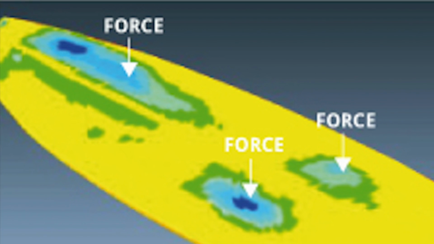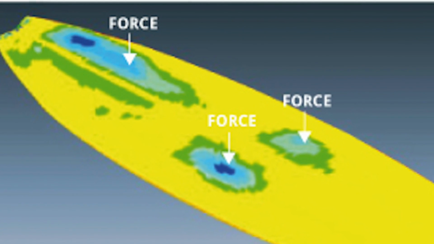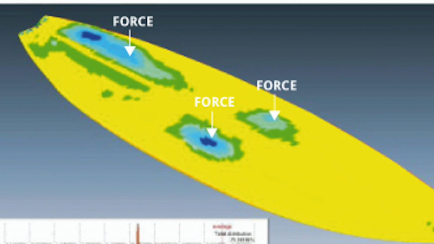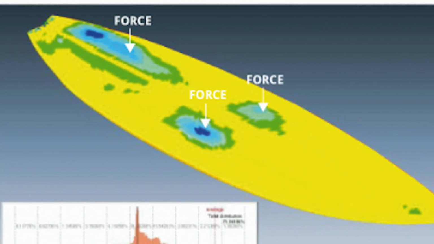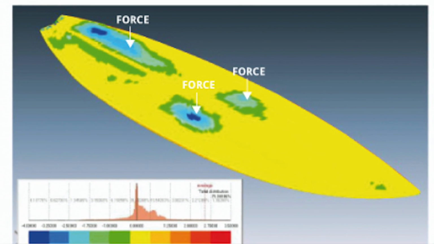The image shows the compression forces the surfboard is experiencing while a right-footed pro surfer is surfing on it. The green and blue areas on the surfboard are compression forces, whilst the dark blue is the maximum pressure the surfboard can handle. The yellow area is not affected.